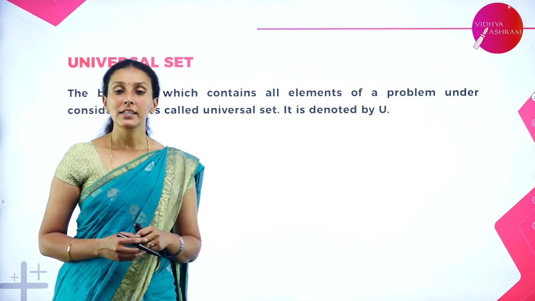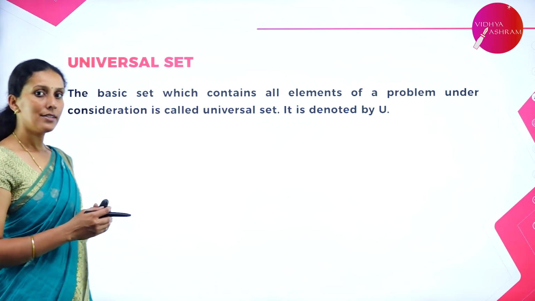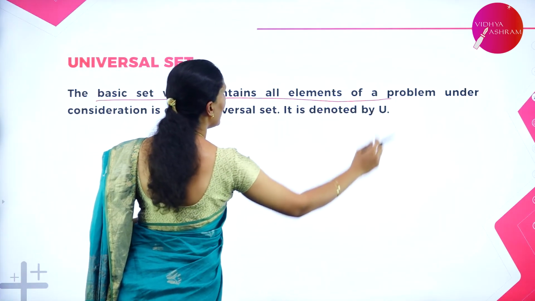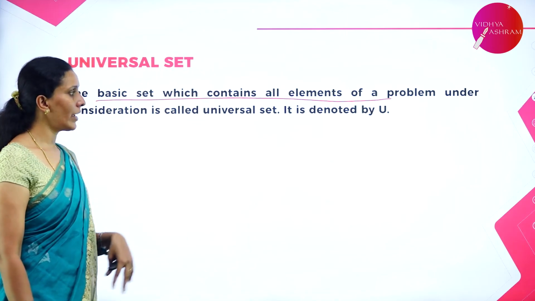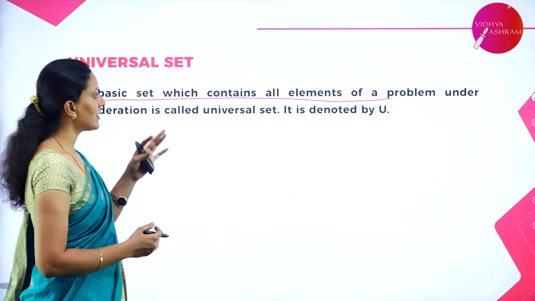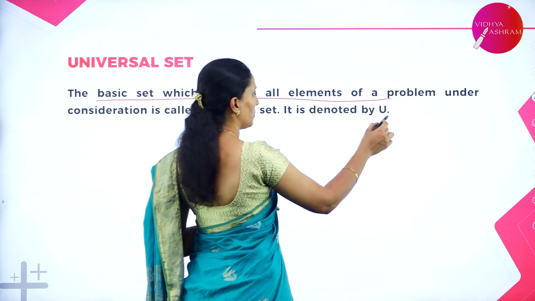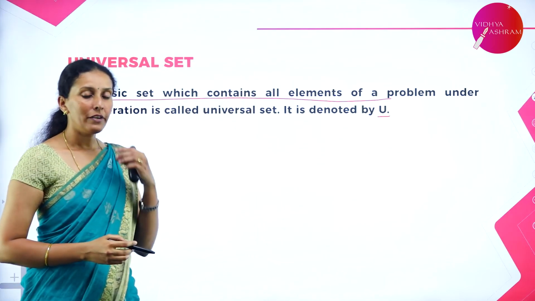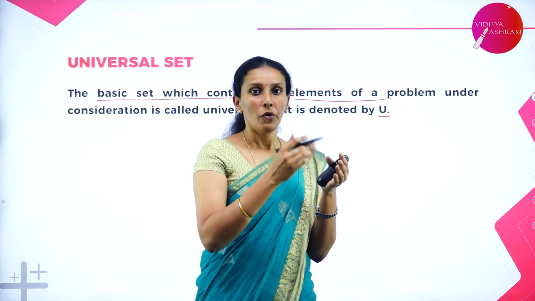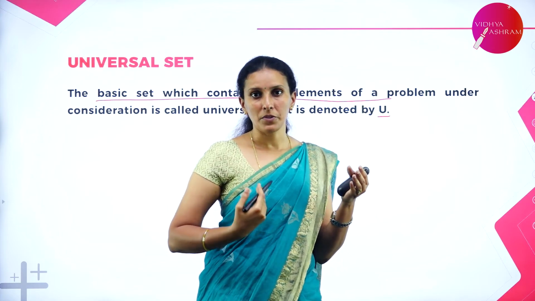The next one is the universal set. What is this universal set? The basic set which contains all the elements of a problem under consideration is called the universal set, and the universal set is always denoted by capital U. So, the universal set is the basic set or the parental set from which you can derive all the subsets.